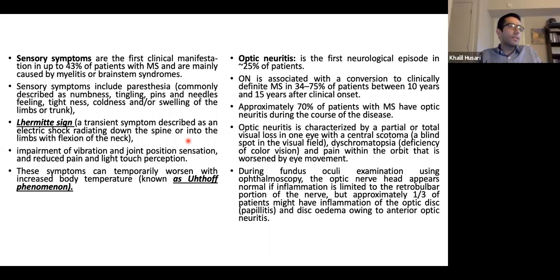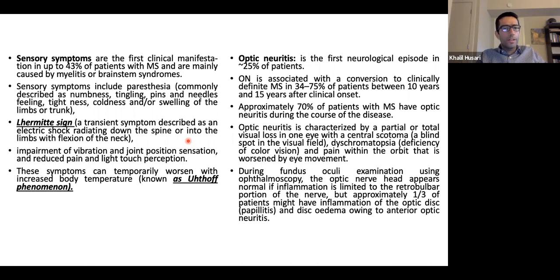Okay, as we mentioned, sensory symptoms are the first clinical manifestation, in about 40 to 43%. It's usually caused by a spinal cord lesion or a brainstem lesion, right? It includes paresthesias, so numbness, tingling, pins and needles, tightness, and coldness. Some people describe something called the MS hug. The MS hug is usually due to a cervical or thoracic lesion, where whenever they breathe or something, they get this pain, a circumferential pain.